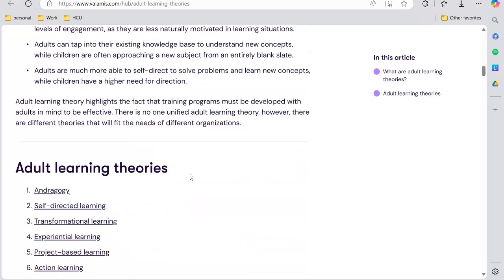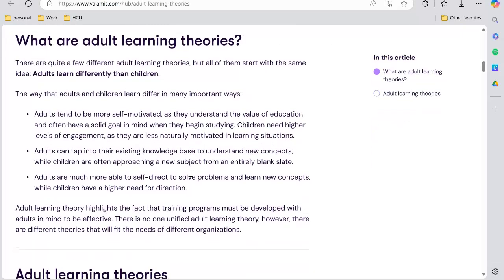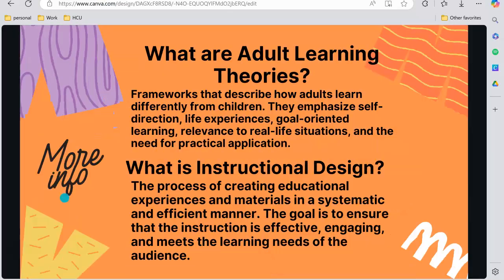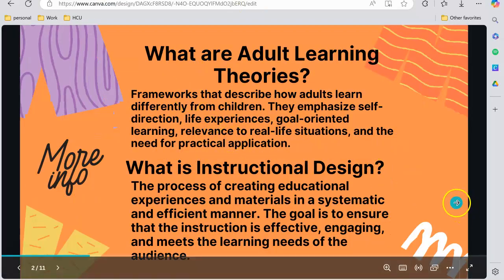And so the theories over here, as you can see, adult learning theory highlights the fact that training programs must be developed with adults in mind to be effective. There is no one unified adult learning theory. However, there are different theories that will fit the needs of different organizations. And so with that context, let's jump back into the presentation.